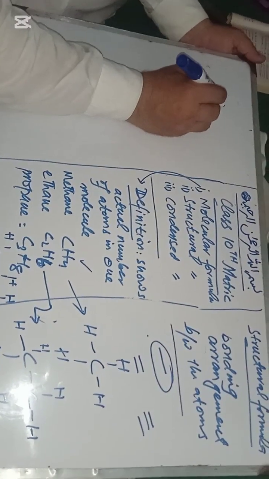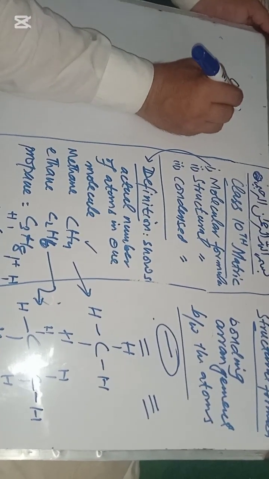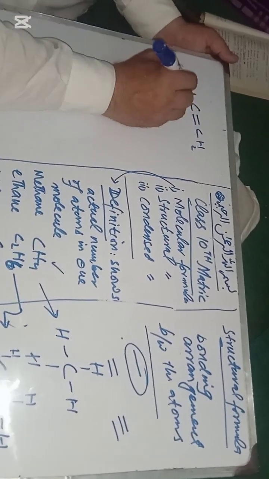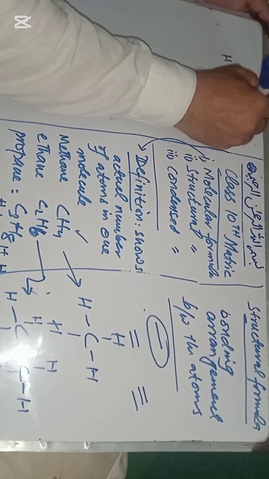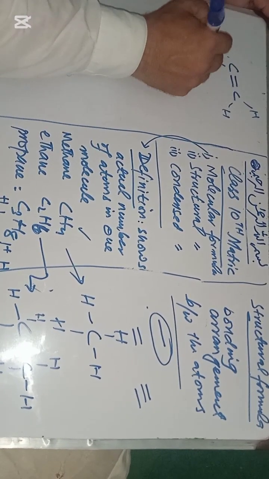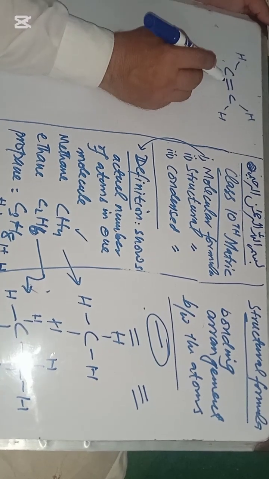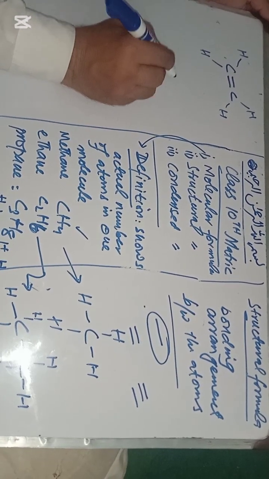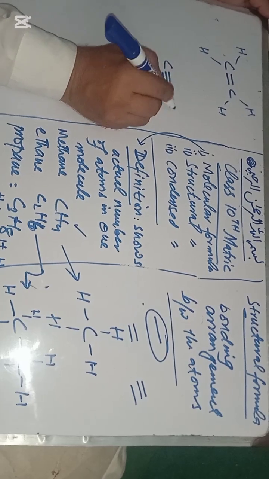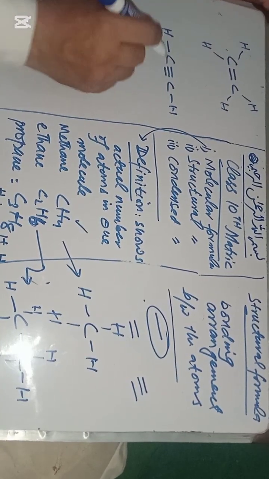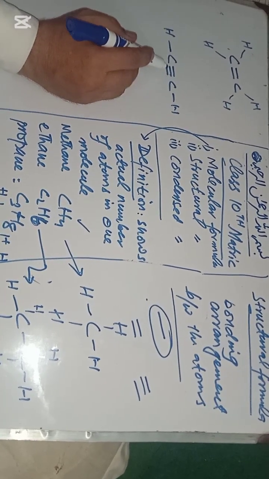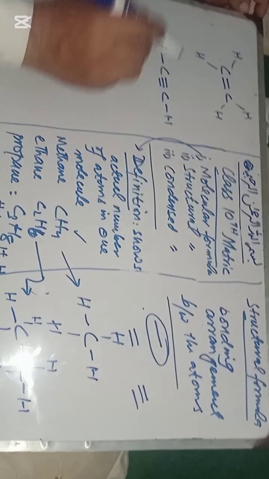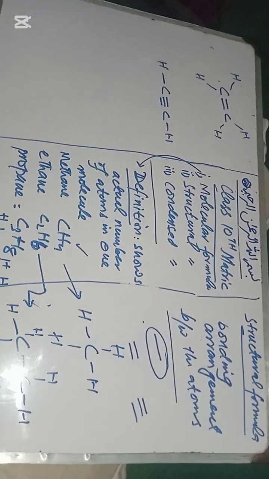Now if you want to show ethene, CH2CH2, clear? It can be represented in this way. The double line between the two carbons represents the double bond. Similarly, in ethyne, each carbon is covalently bonded with a triple covalent bond to the other carbon, and with a single covalent bond to a hydrogen. Clear?